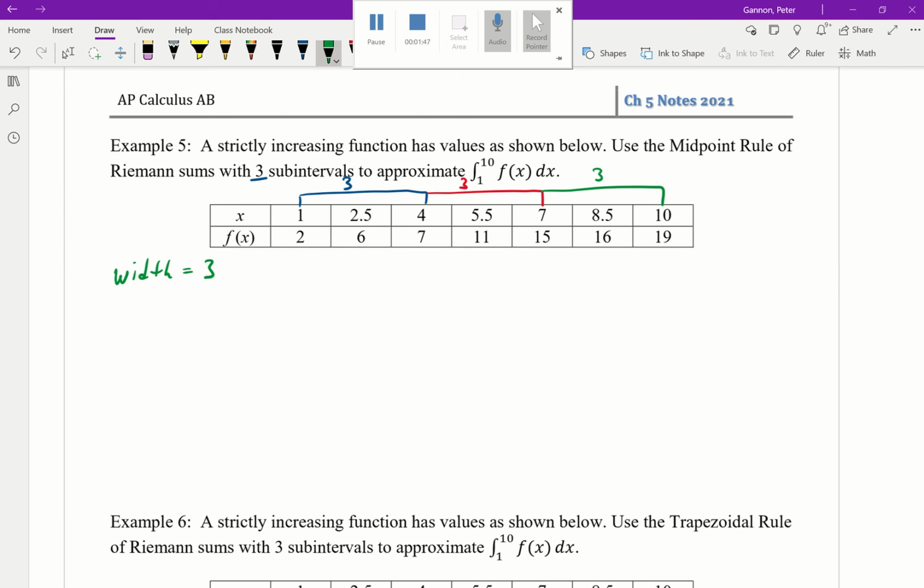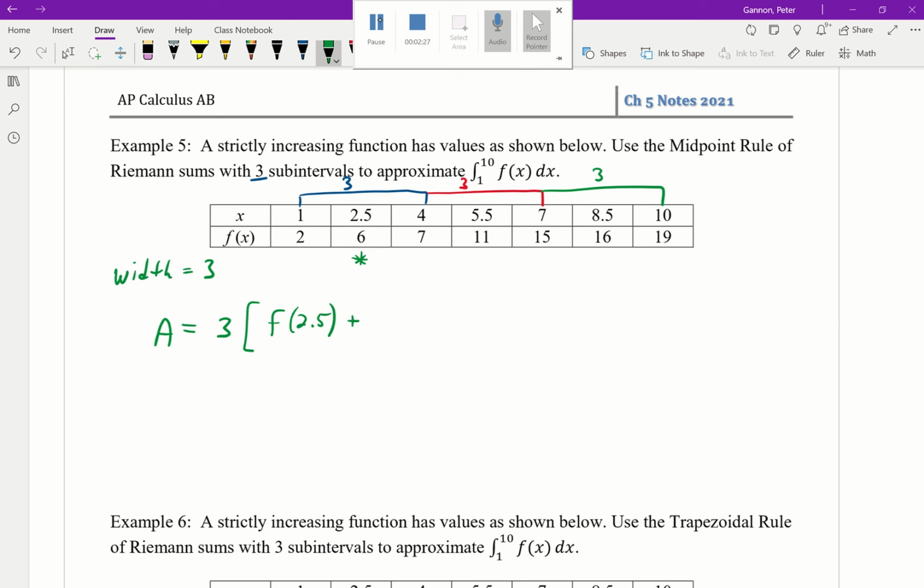Now, we want to do a midpoint Riemann sum, which means that we want to use the midpoint of our subintervals for the height of our function. So what that's going to end up looking like in this case is the area is going to be the width, which is 3 times. Now, our first subinterval from 1 to 4, that has a total width of 3. Half of that is 1.5. So if we go and add 1.5 to 1, we get 2.5. So we're going to use that value as our height for the first rectangle. So this is f of 2.5.